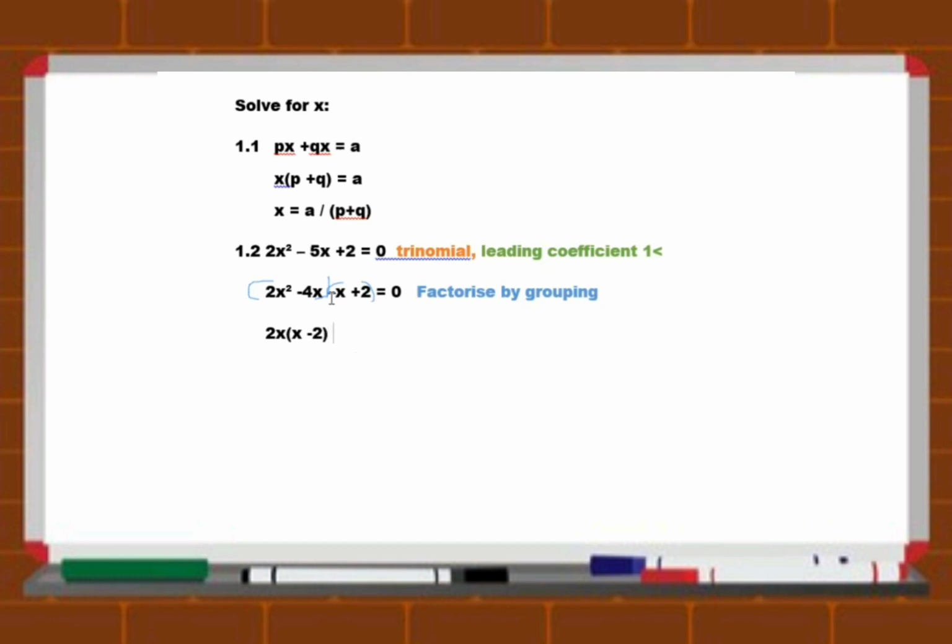If you look at the next two terms, what is the common factor? It is minus 1, because when you factor out minus 1, you're going to be left with a positive x and a minus 2.